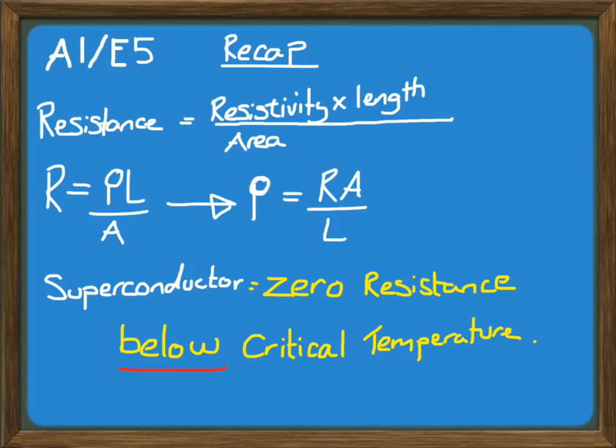A superconductor has zero resistance below a critical temperature, and that critical temperature is individual to the material. Therefore, the critical temperature is different for different materials. Feel free to look through this video again and make notes, pausing at your own pace.